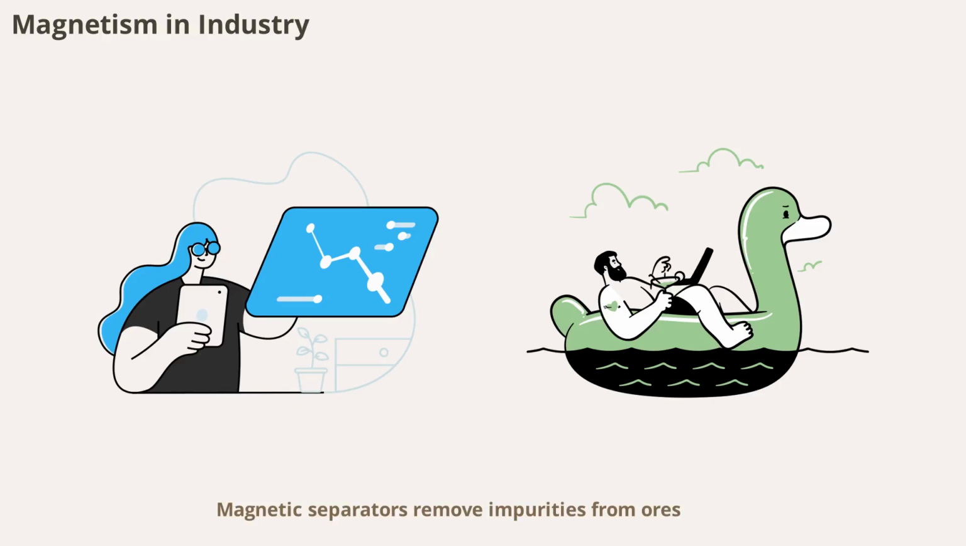Magnetic separators remove impurities from ores, while powerful electromagnets lift heavy metal objects in scrapyards. These applications improve efficiency, safety, and productivity in manufacturing and recycling industries, showcasing the practical value of magnetic technology.